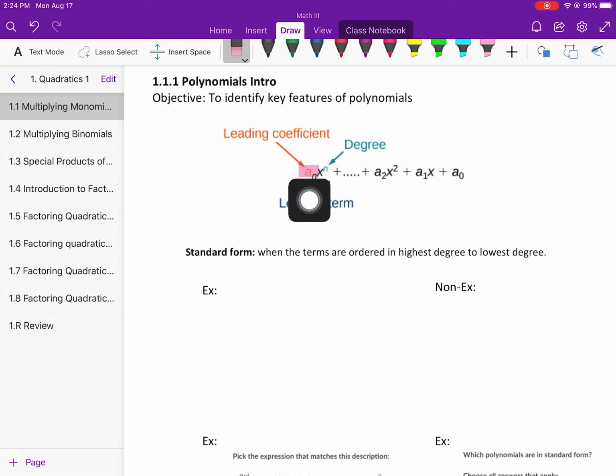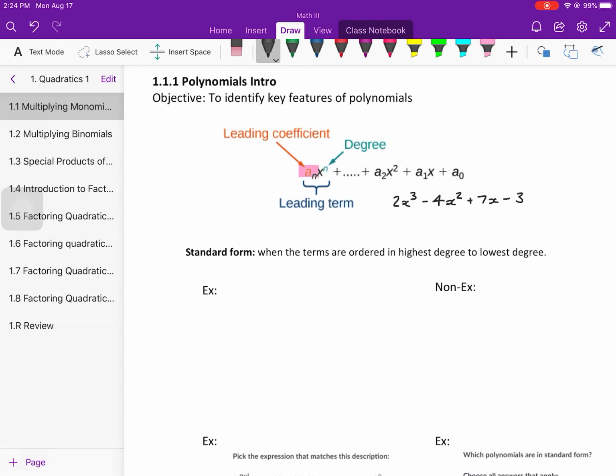Now this looks crazy. You have a sub n times x to the n plus dot dot dot plus a sub 2 x to the 2 plus a sub 1 x and so on. So what does this really mean? You've seen polynomials before, so don't freak out about this. But a couple examples of polynomials would be like 2x to the third minus 4x squared plus 7x minus 3. That would be a polynomial.